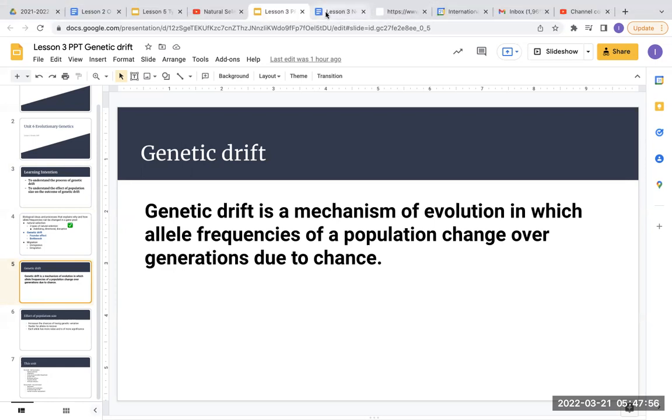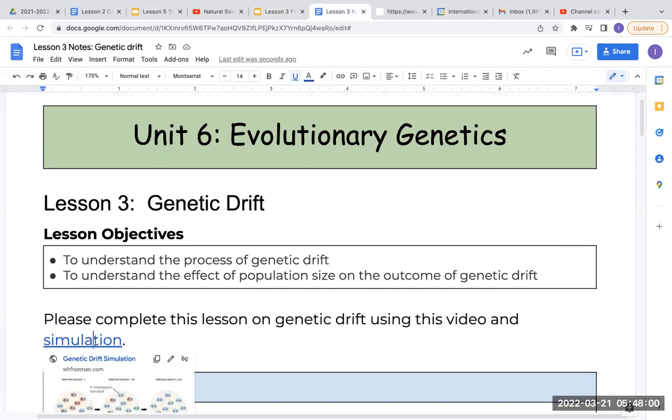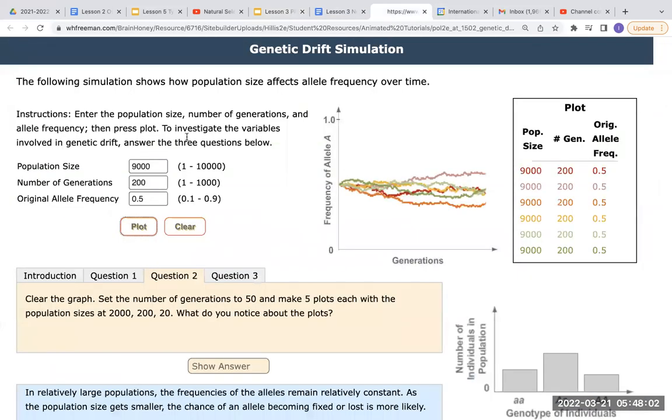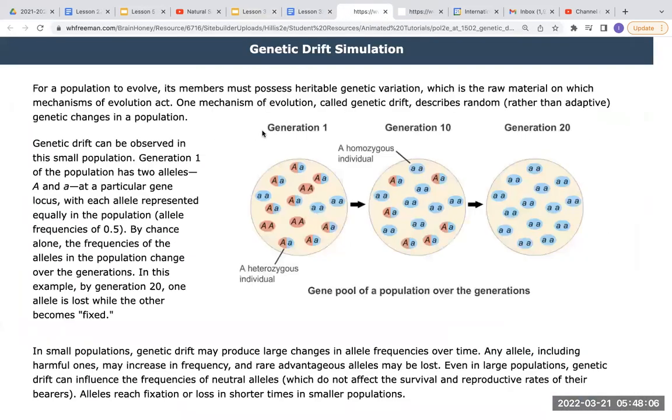And let me explain that to you using the simulation right here. So if you click on this link, it's going to take you to this website. Actually, let me do that. Cool.